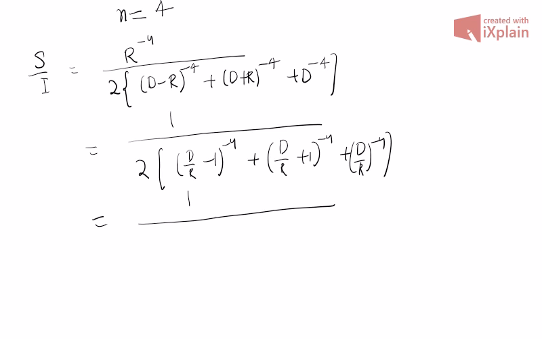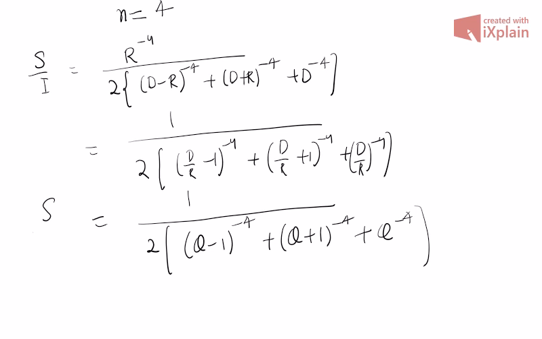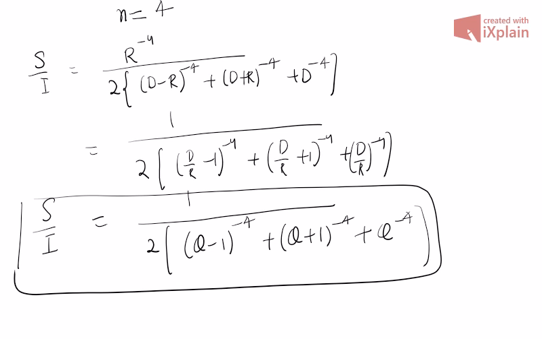So I can also write it as 1 over 2 times (q minus 1) to the power minus 4 plus (q plus 1) to the power minus 4 plus, the 2 is outside, so plus q to the power minus 4. That is the significance of the reuse ratio. You can see that again, to increase S by I, we need this q reuse ratio to be as high as possible.